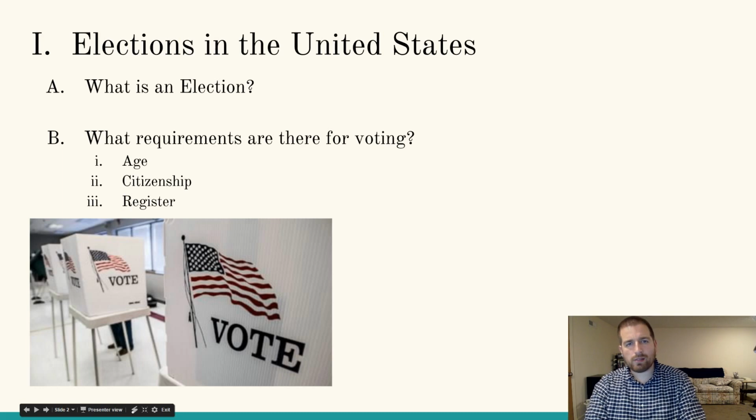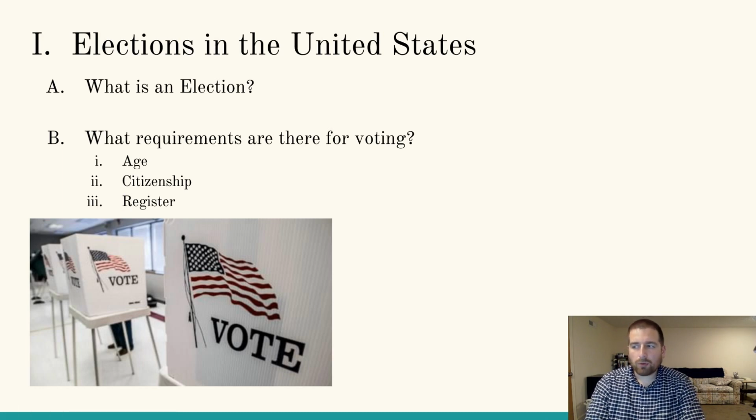Alright, so let's start with a simple question. What is an election? An election is the process by which citizens of a country vote someone into an elected office. So that elected office might be the presidency, it might be a U.S. senator, it might be a U.S. House representative. Election is the process in which we choose people to fill those offices, and we vote those people in.